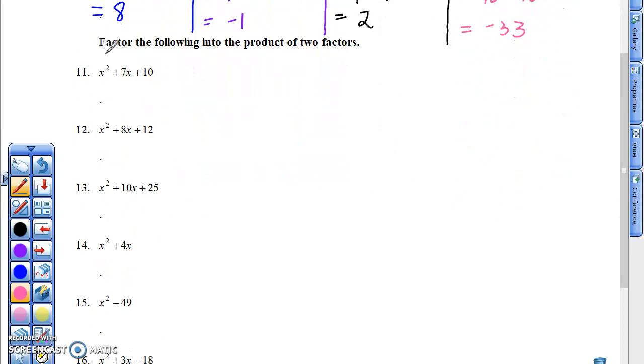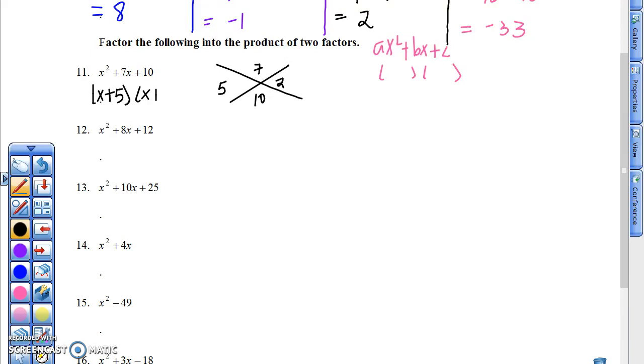Lots of practice the past couple days of factoring the following product into 2 factors. So I have the standard form of quadratics, right, ax squared plus bx plus c, and I want to get that in factored form. So I want, for number 11, factors of 10 that, when I multiply, I get 10. When I add them, I get 7. Well, that would be 5 and 2. So this is x plus 5 times x plus 2.